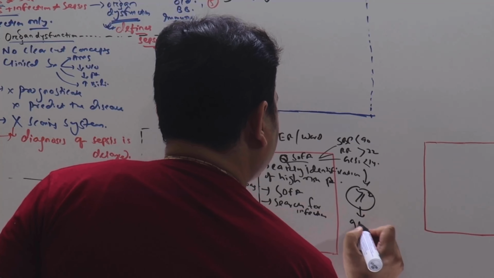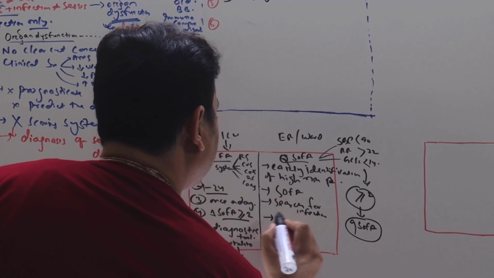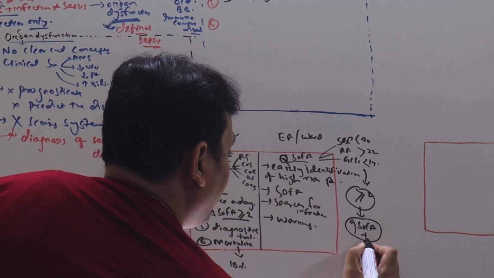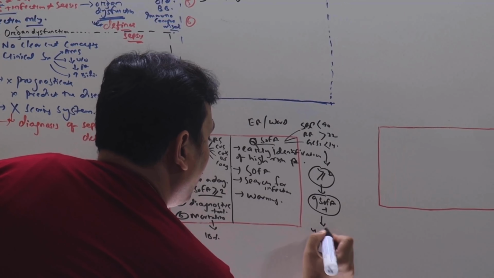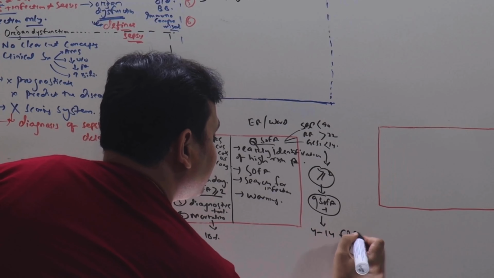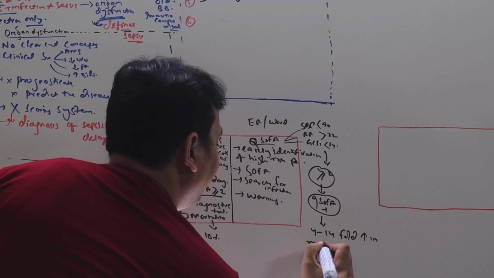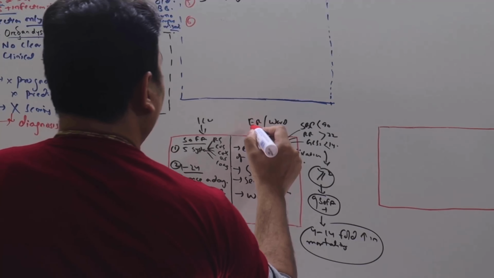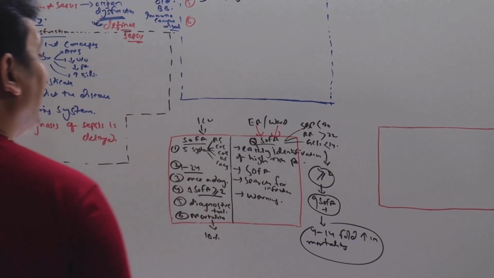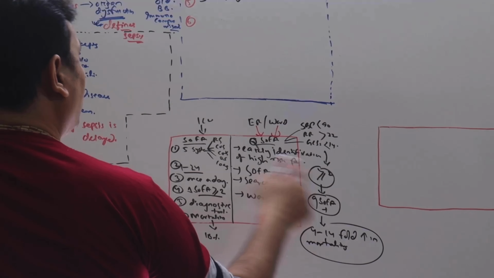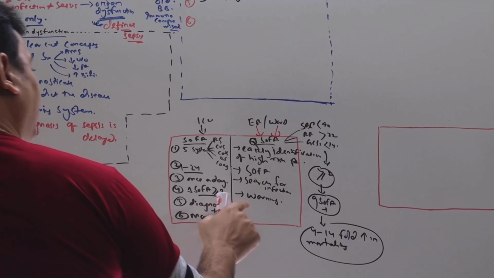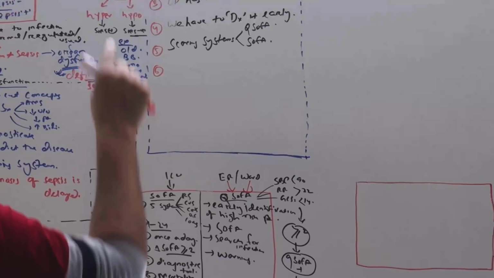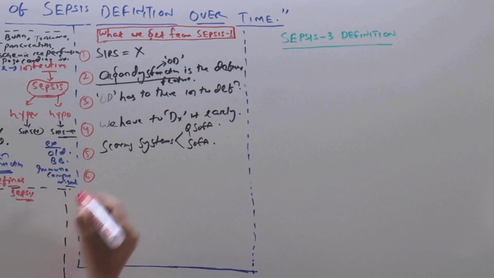So qSOFA is positive here. If qSOFA is positive, this is a warning. This gives you a warning that this patient will become bad in the hospital. So when qSOFA is positive, that means there is a 4 to 14-fold increase in mortality of the patient. So this is very, very important, mostly for the ER, to identify early patients at risk. Once at risk, you find out the SOFA, you find out the source of infection, you treat the patient on an emergency basis. So organ dysfunction is so important.